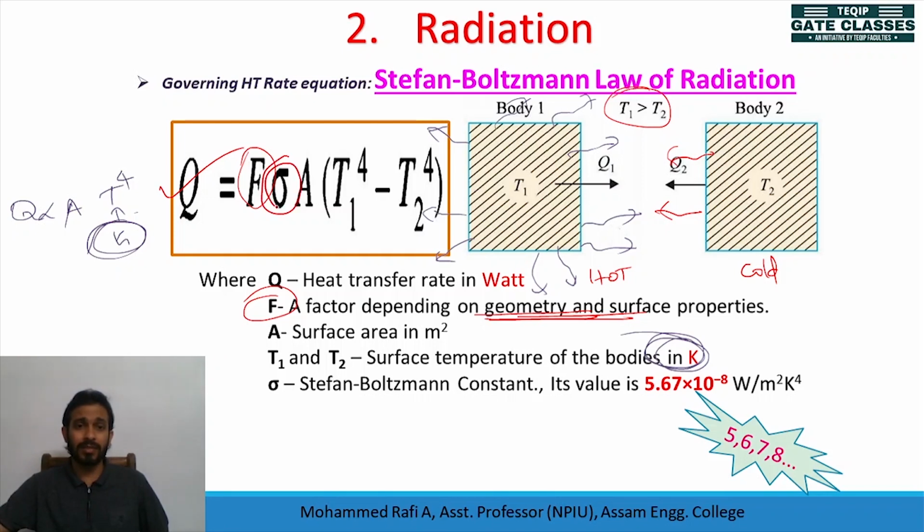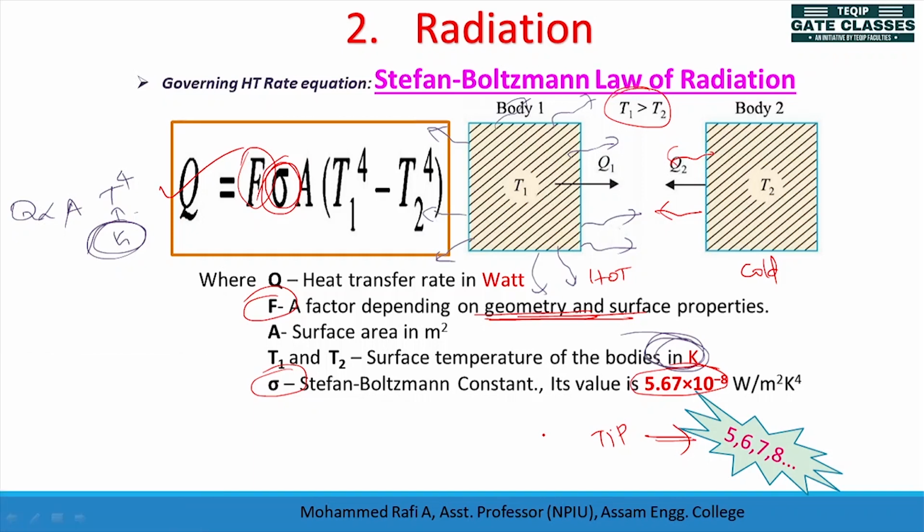Another interesting aspect is the sigma value, the proportionality constant, just like the thermal conductivity or the convective heat transfer coefficient. Here the proportionality constant is sigma. What is the value of that constant? The value is 5.67 into 10 to the power minus 8. How to remember this? Just remember 5, 6, 7, 8. You should remember the sigma value, the Stefan-Boltzmann constant: 5.67 into 10 to the power minus 8. Don't forget, okay? 5, 6, 7, 8.